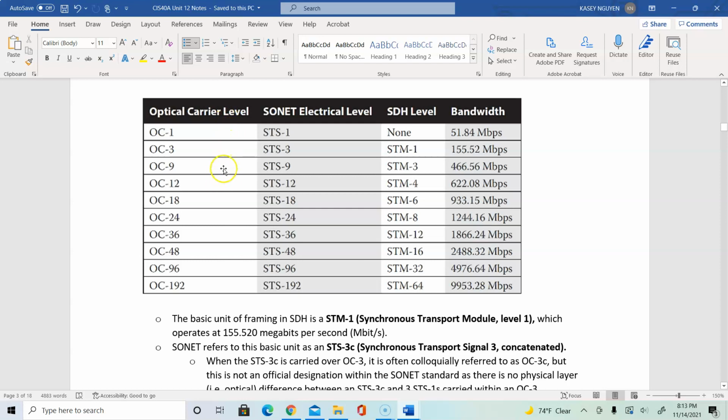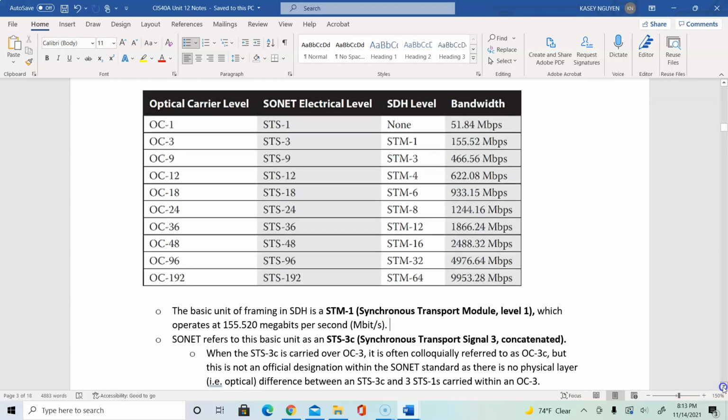So the OC9 is going to be transmitting at 466.56. So if we take 9 of the OC1, that will be equivalent to the OC9.